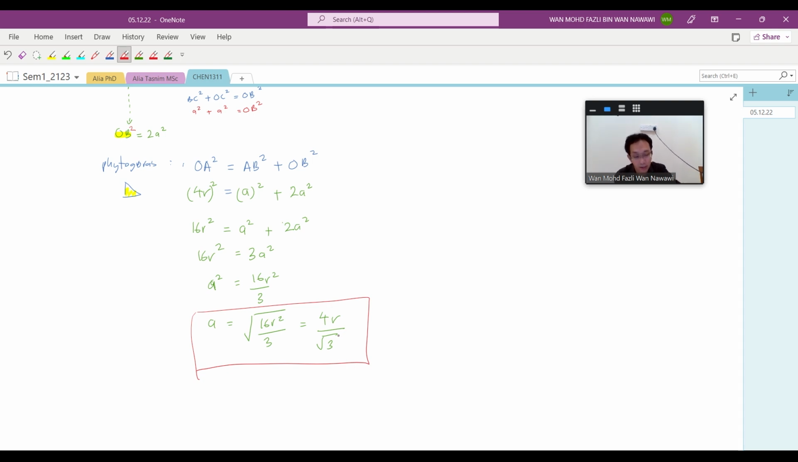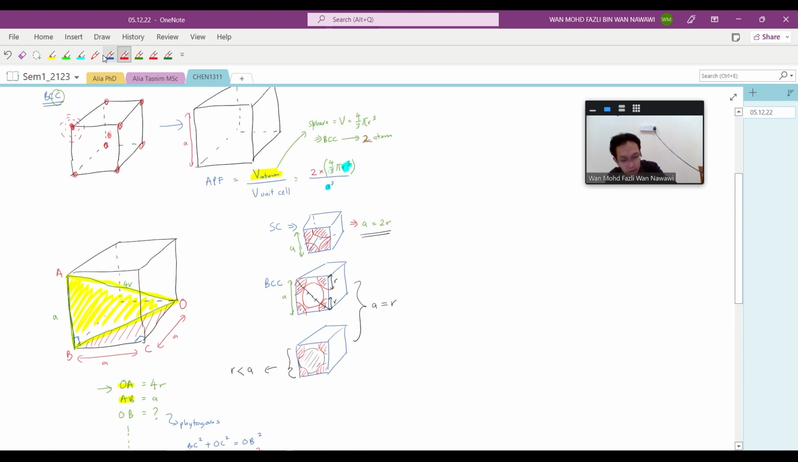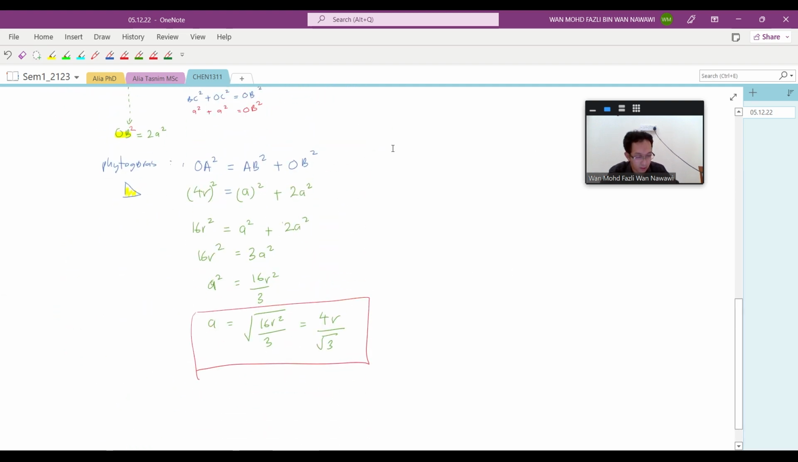So you know that the length of A is equivalent to 4R over the square root of 3. Okay, so when you have all this, then it's easy now to use this correlation. Let me copy this APF formula for BCC here, Ctrl C, and then I put it at the bottom here, Ctrl V. Let me bring this nearby.